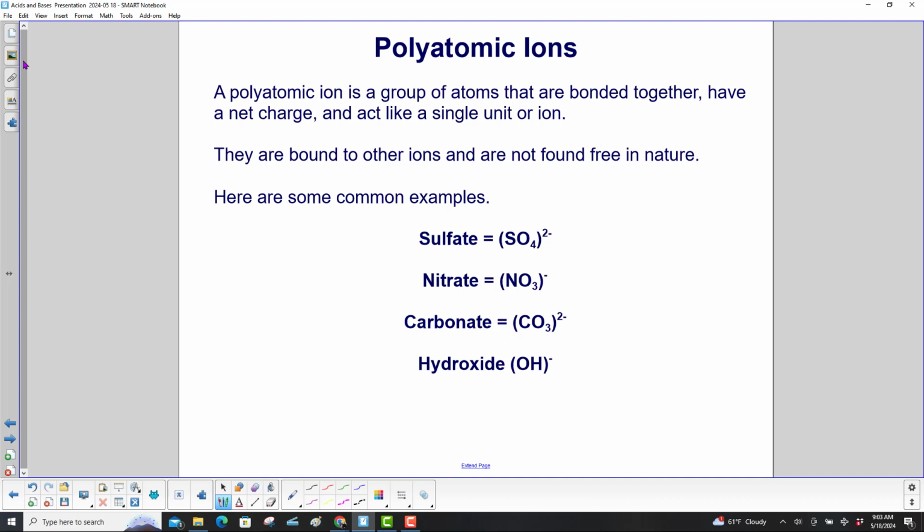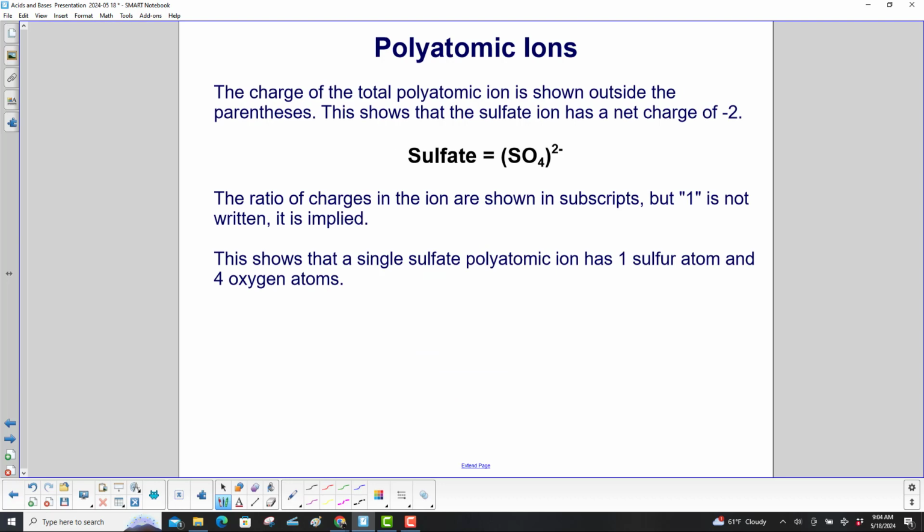A polyatomic ion is a group of atoms that are bonded together, have a net charge, and act like a single unit or ion. They are bound to other ions and are not found free in nature. Here are some common examples. And here's the one that we started with, the hydroxide ion, OH-. The charge of the total polyatomic ion is shown outside the parentheses. This shows that the sulfate ion has a net charge of -2.